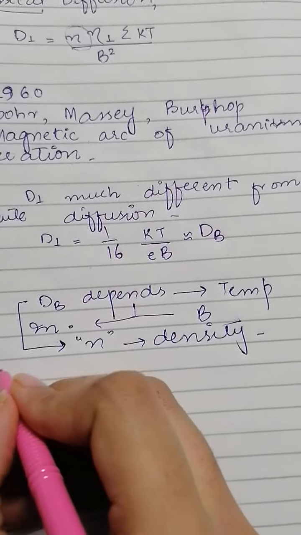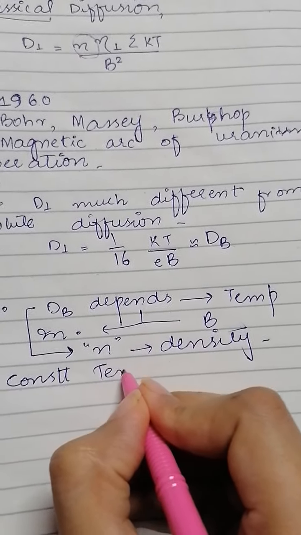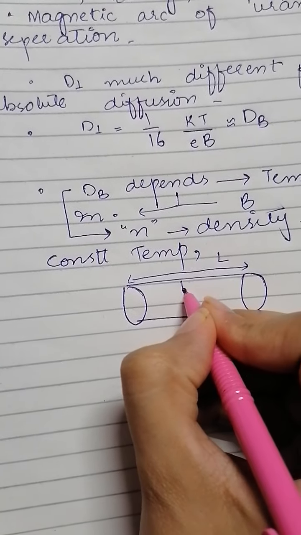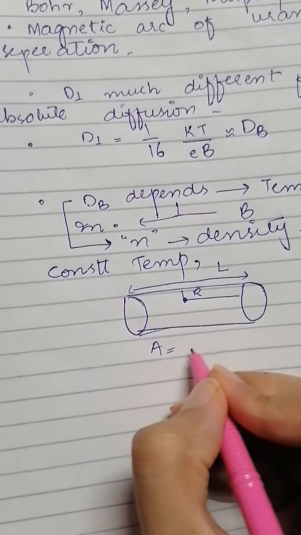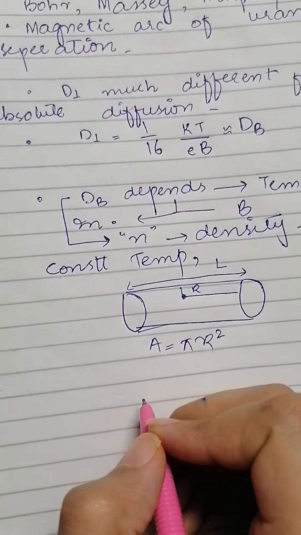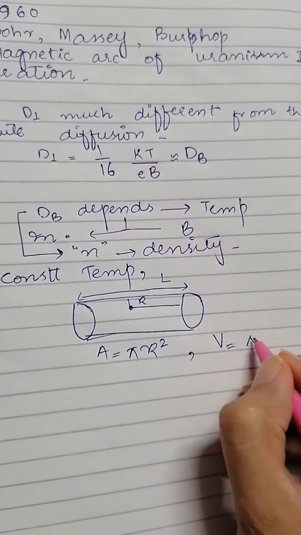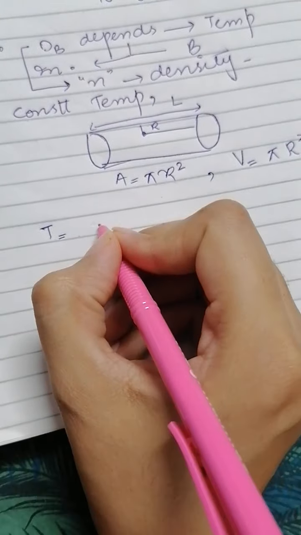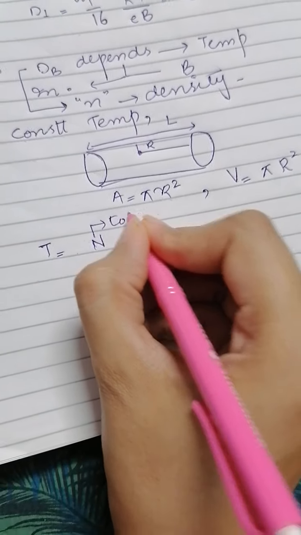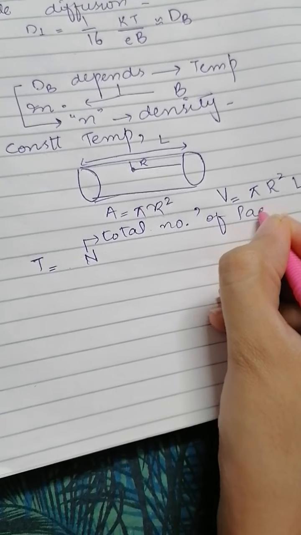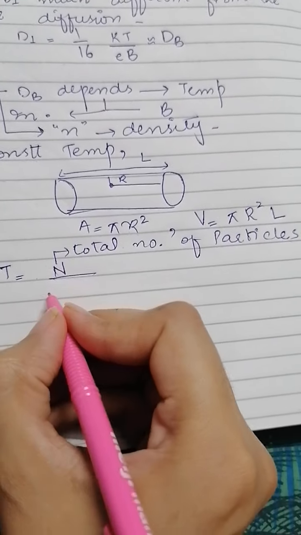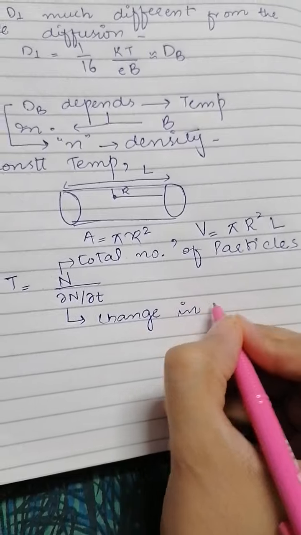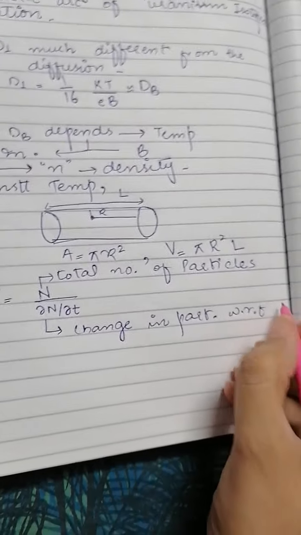Then for the constant temperature, we consider a cylinder whose length is L, radius is R, and area is 2 pi r L, whereas volume of the cylinder is pi r square L. The time constant formula is the total number of particles in the cylinder divided by partial n over partial t, which means change in particles with respect to time.